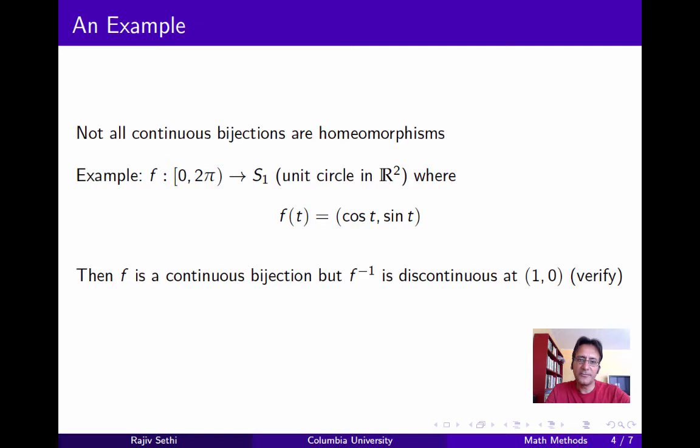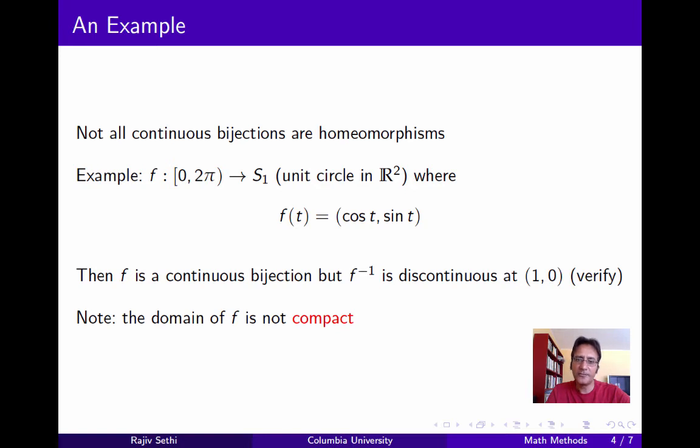Now you should verify that f is a continuous bijection, but it doesn't have a continuous inverse, because the inverse image of the point (1, 0) on the unit circle is the point 0 in the interval, but any neighborhood of the point (1, 0) on the unit circle also contains points whose inverse image is arbitrarily close to 2π.